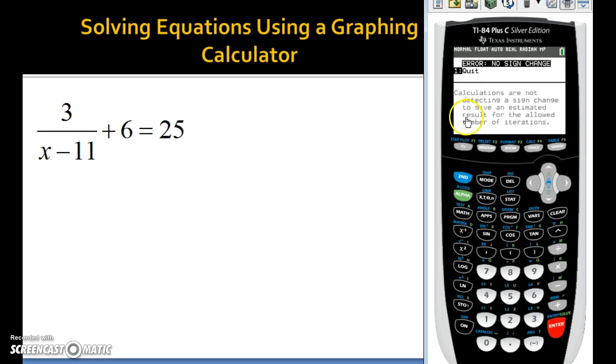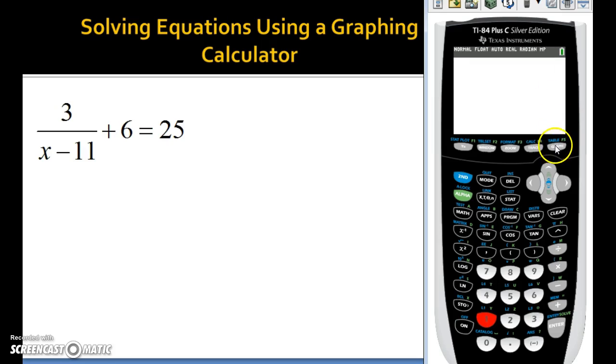And after my calculator thinks, it may give you this error that says no sign change. Again, that's if you haven't crossed your vertical or your horizontal asymptote. Now, I didn't cross my horizontal asymptote very well, so I may need to try that again. So second, trace. Again, I'm going down to number 5, intersect. My first curve, again, I want to be right over here, so I'm going to push enter.